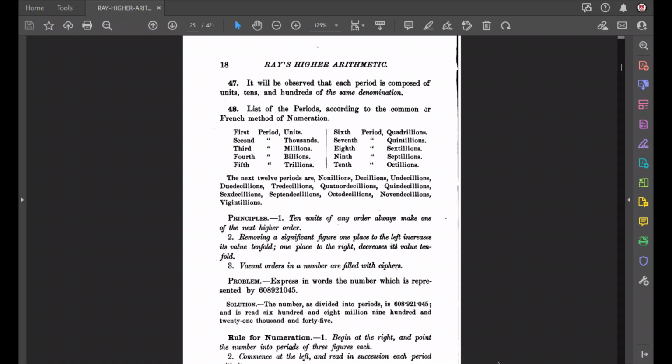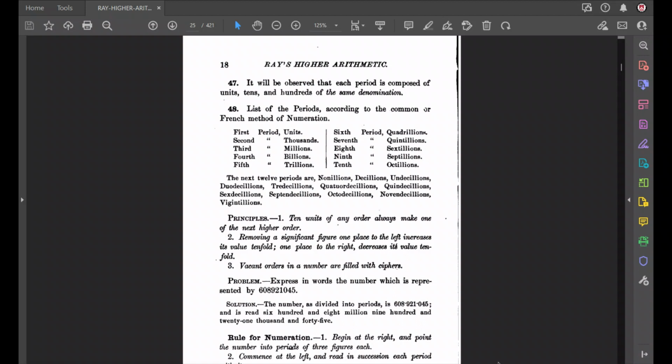All right? So at the end of all of this, in Article 48, we have a list of principles. And the principles are what's important. So let's pay attention to the principles. Like I said, in this course you're going to know a lot of this stuff because this is simple stuff. But what's more mature, more perfect in your studies is to focus on principles. And here in Article 48, we have 3 principles listed. The first principle says 10 units of any order always make one of the next higher order.